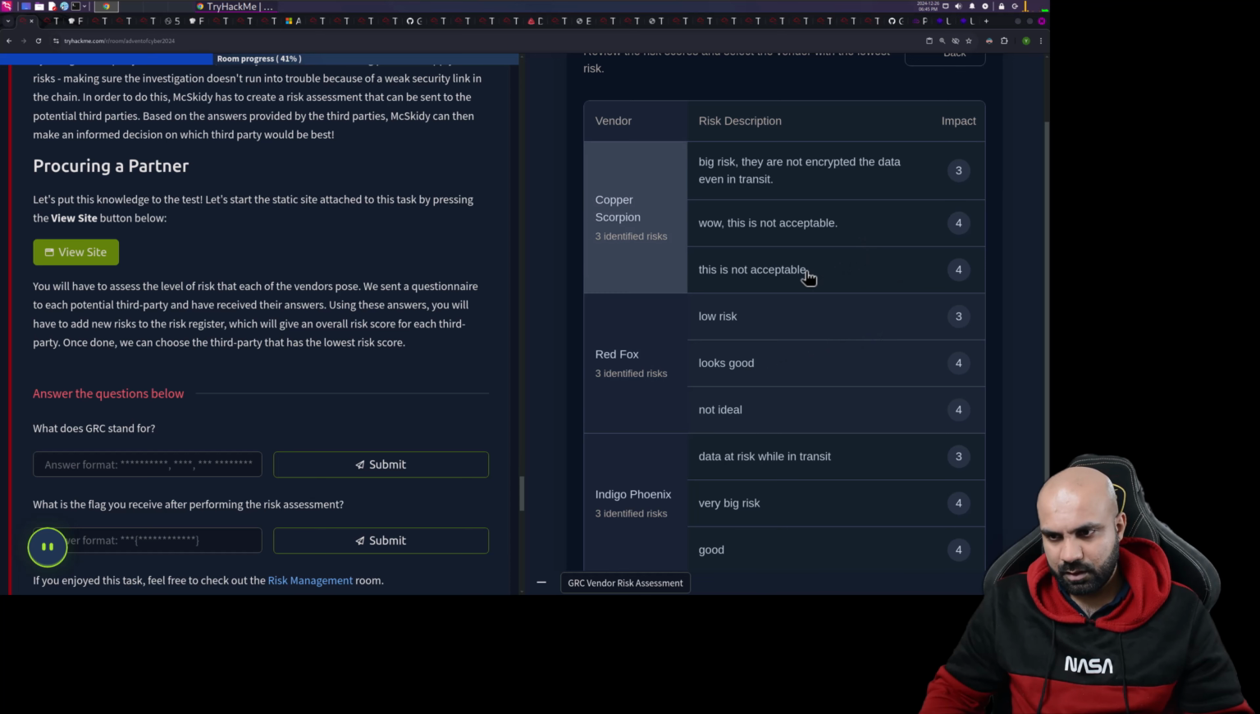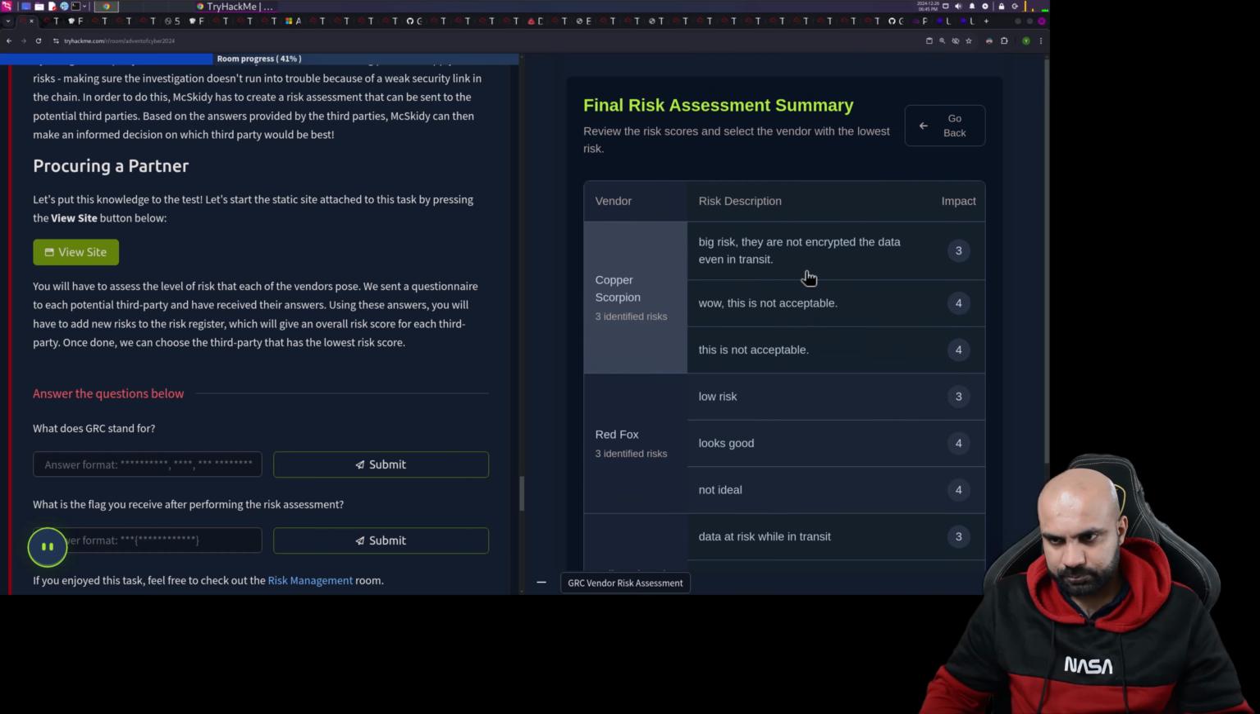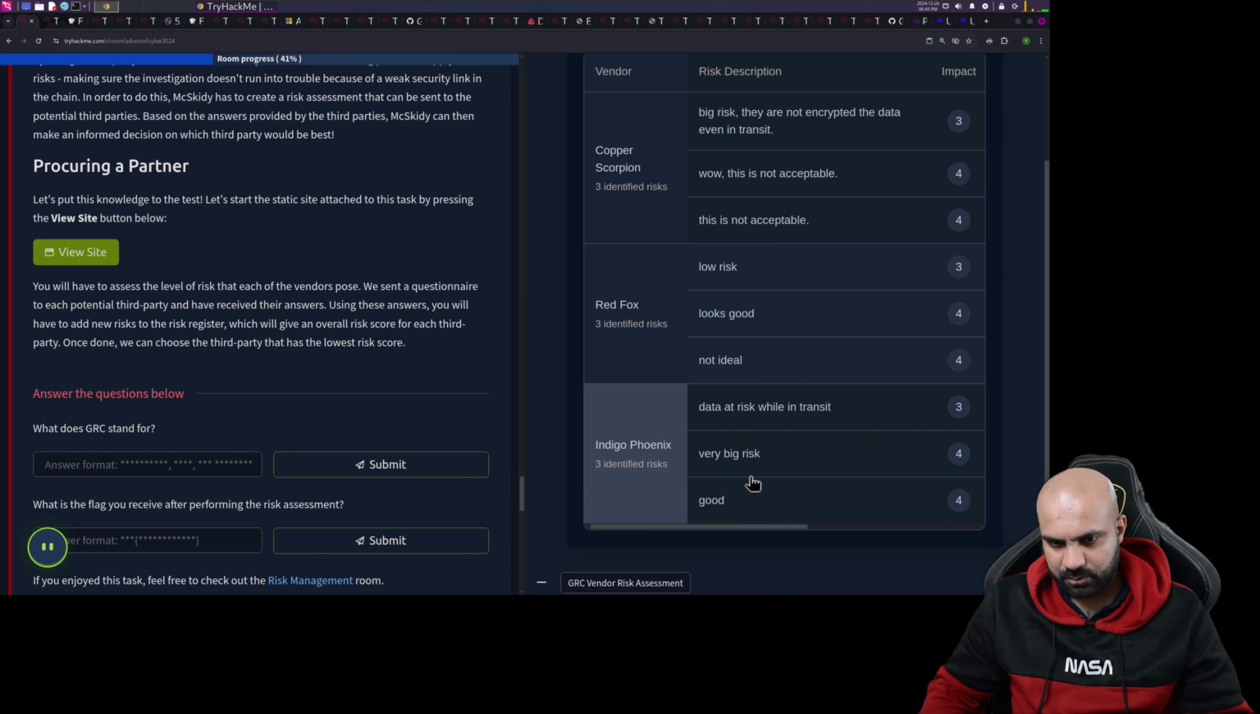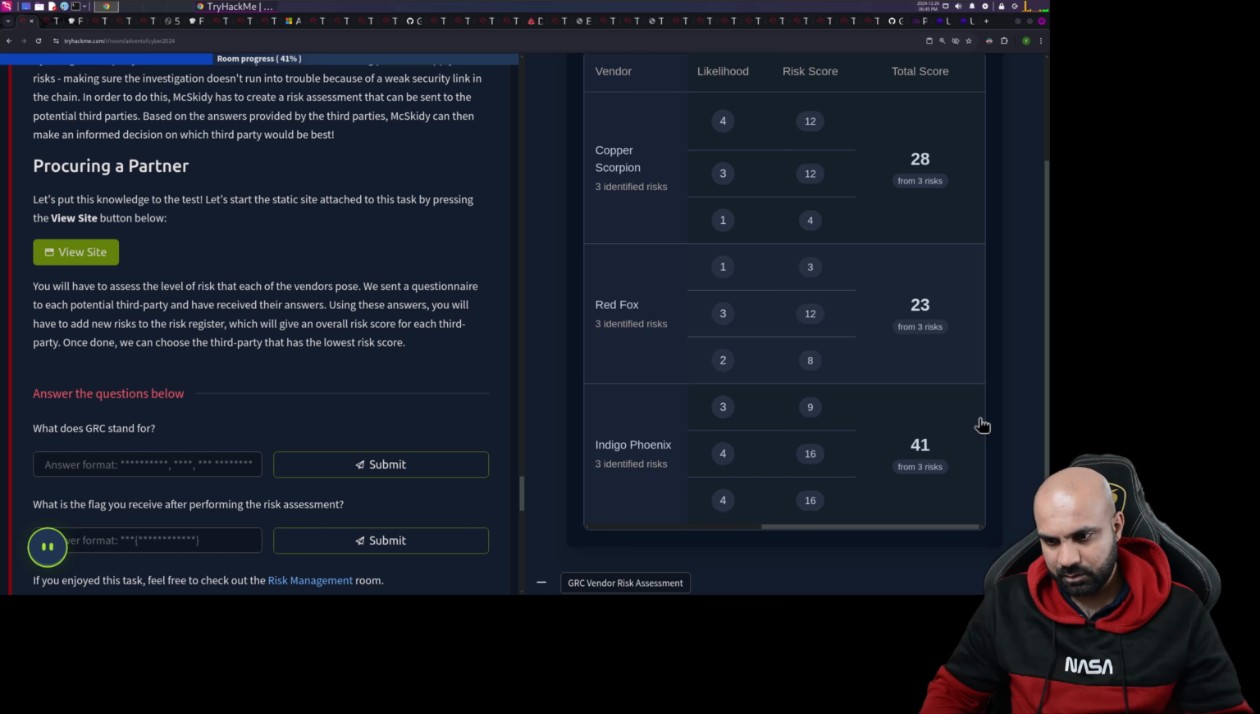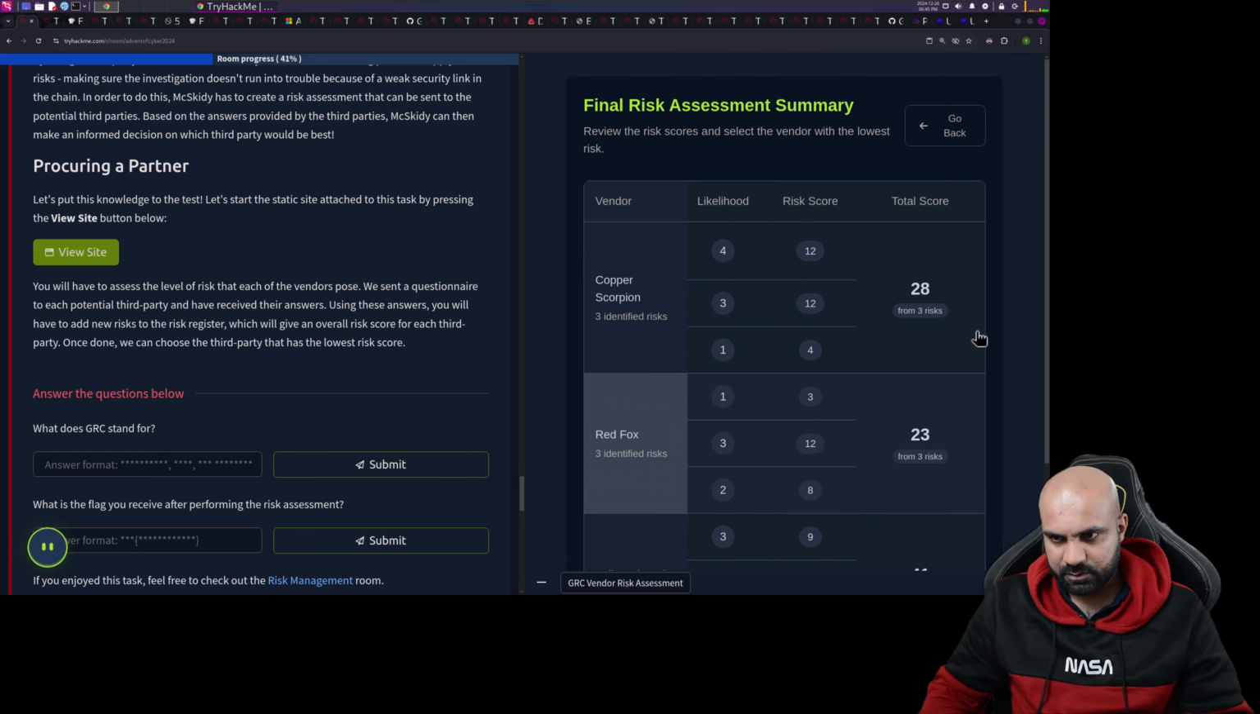Okay, so here we go. Final assessment. So we have 4, 4, and 3, which is basically 8 and 11. We have 8 and 11. All of them are the same. Okay. So less risk is Red Fox. So we'll go with the Red Fox.